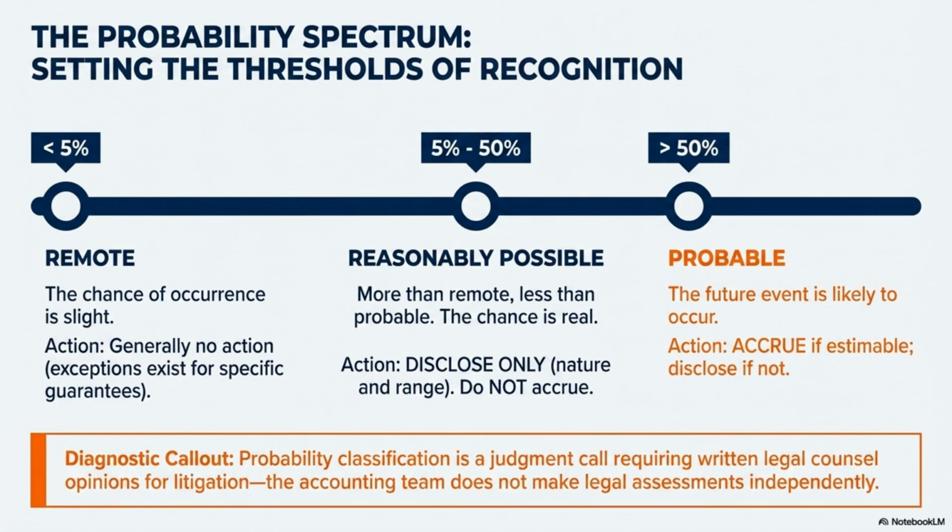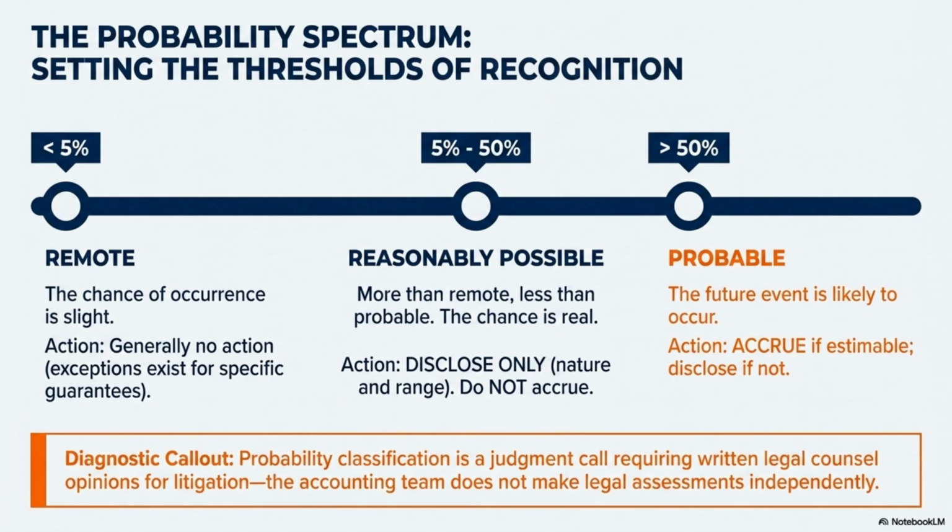Once you have confirmed a past event exists, the next question is always, how likely is a loss? ASC 450 gives you three probability categories, and which one you assign determines everything else. On the left of the spectrum is remote, where the chance of occurrence is slight, generally below 5%. For most remote contingencies, you take no action. But notice the parenthetical on this slide. Exceptions exist for specific guarantees. That detail matters, and we will come back to it.